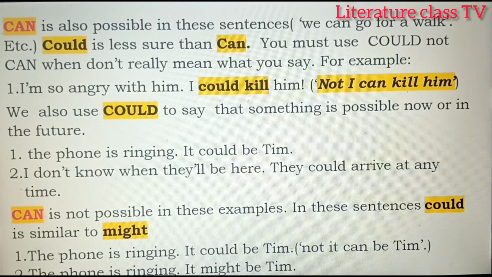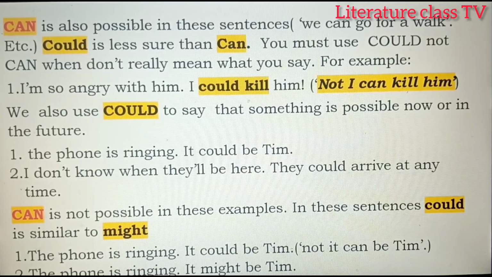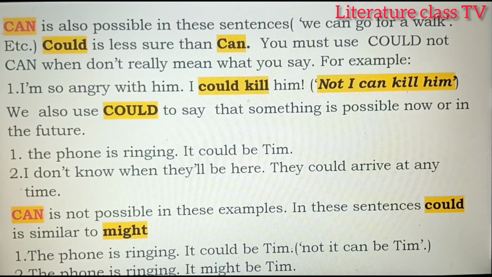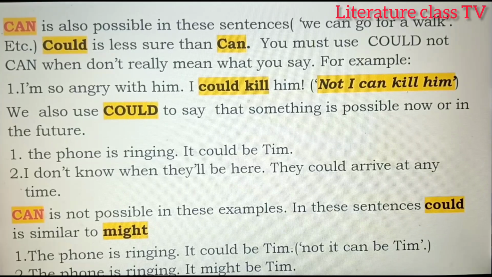Or in the future. I don't know when they will be here. They could arrive at any time. We use could to say that something is possible now or in the future. I don't know when they will be here. They could arrive at any time.